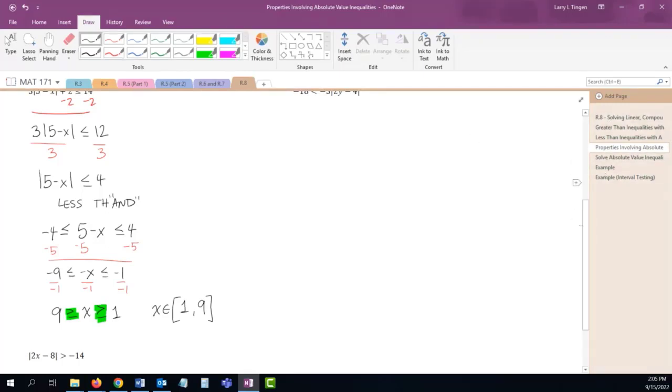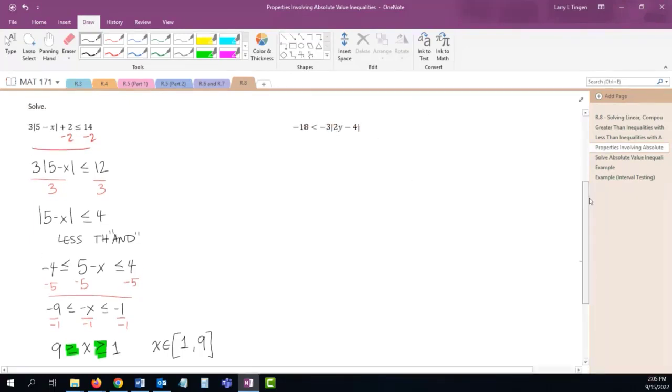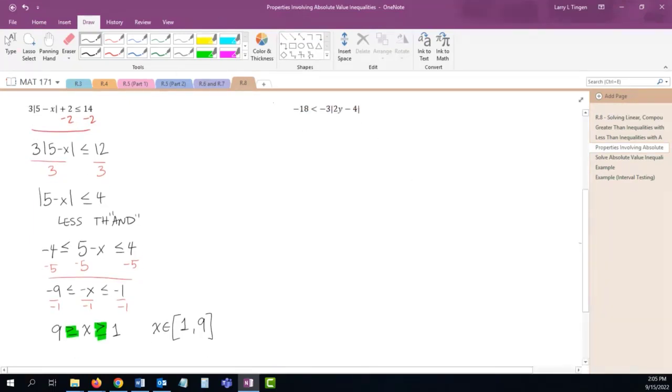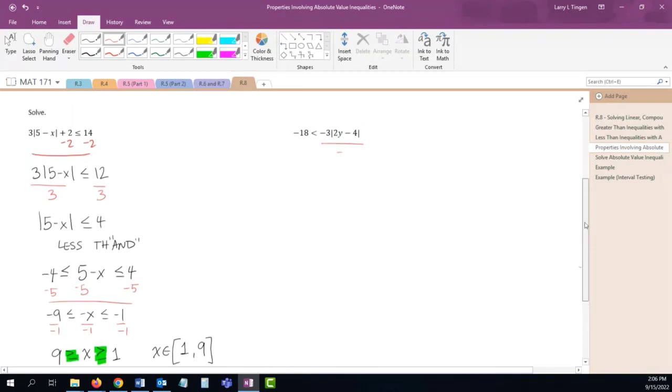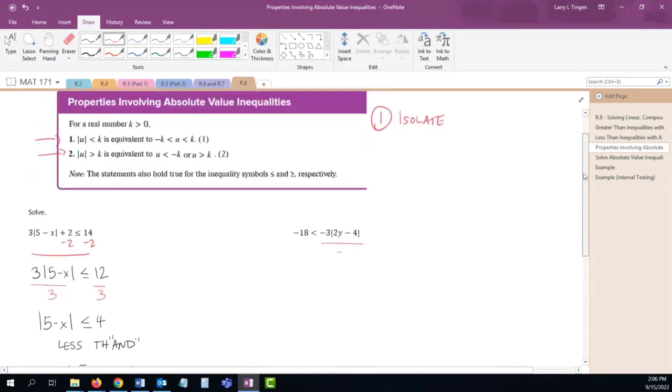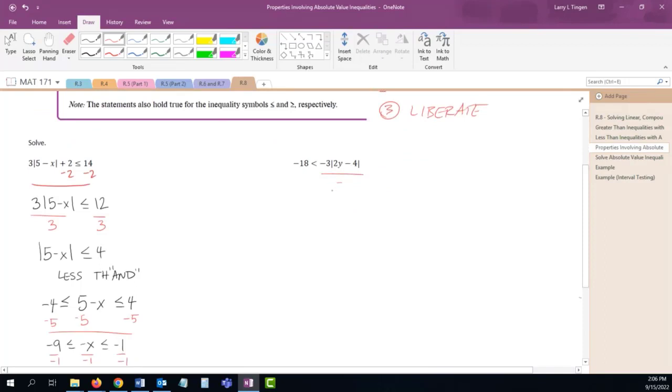All right, now let's tackle the next one. -18 is less than -3 times the absolute value of 2y minus 4. Isolate is the first step. And then let me tell you the other two while I was thinking about it. It's isolate, separate, and then liberate. All right, so isolate, get the absolute value by itself.